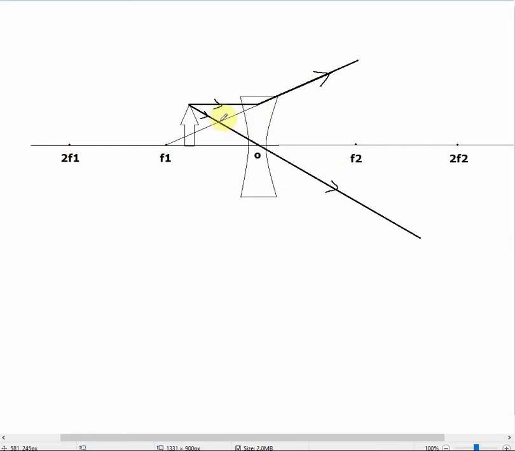So you can see the image will form here. If I draw the image now, okay, so this is the image. This is the object, this is the image. So even if the object is placed between the focus and the optical center, the image is still coming within the focus and optical center.